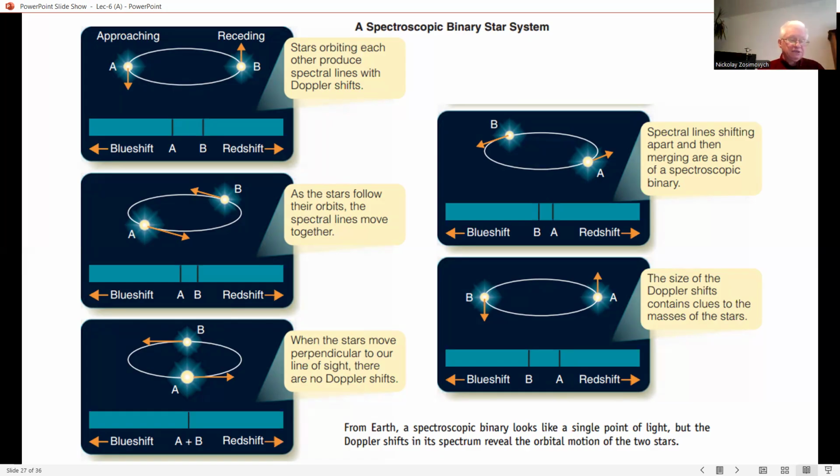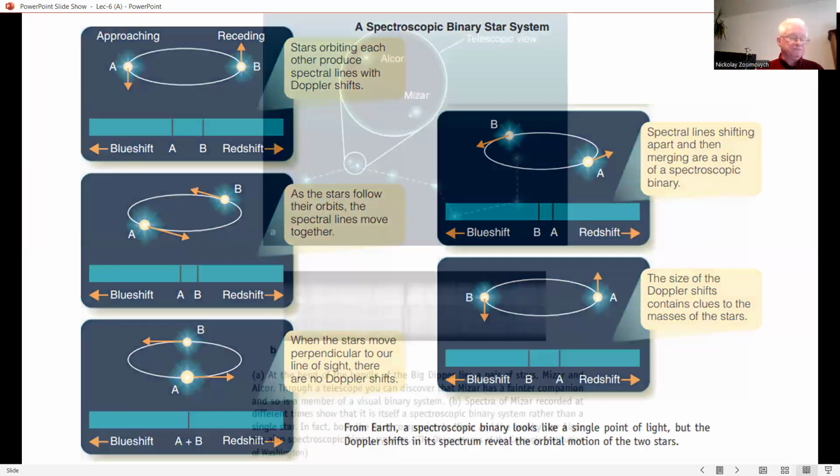As you watch the two stars revolve around their orbits, they alternately approach and recede, and you see small Doppler shifts moving the spectral lines apart, and then back together. In a real spectroscopic binary, you can't see the individual stars, but the sight of a pair of spectral lines moving back and forth across each other would alert you that you were observing a spectroscopic binary system.